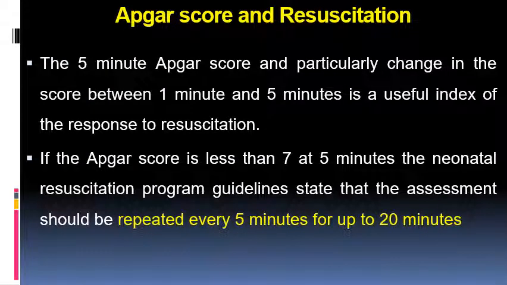And when we talk about the Apgar score and resuscitation, the 5-minute Apgar score, and particularly the change in the score between 1 minute and 5 minutes, is a useful index of the response to resuscitation. Mostly we are comparing the 1-minute score and the 5-minute score, and if it is not satisfactory, we go to the assessment of the Apgar score at the next level, that is 10 minutes. If the Apgar score is less than 7 at 5 minutes, the neonatal resuscitation program guidelines state that the assessment should be repeated every 5 minutes for up to 20 minutes, until the baby gets a score of 7.